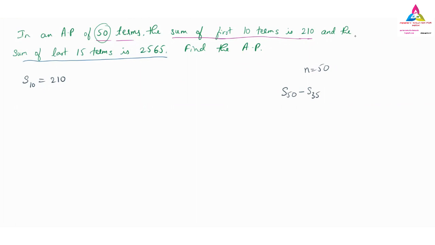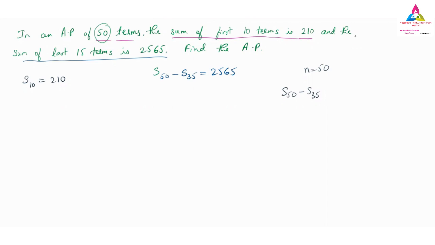So this is the thing they have asked. They are asking you to find the sum of the AP terms from S36 to S50. So your equation for this will form as S50 minus S35. That is your 2565.